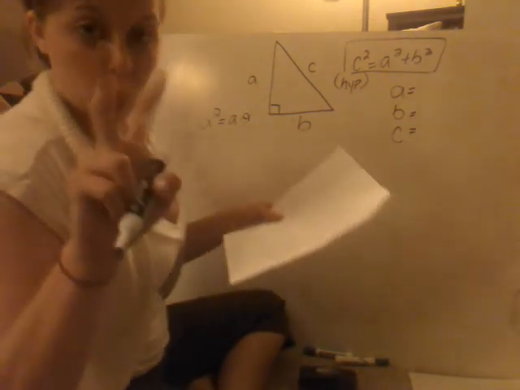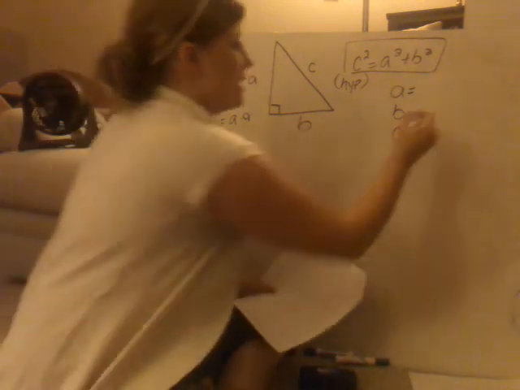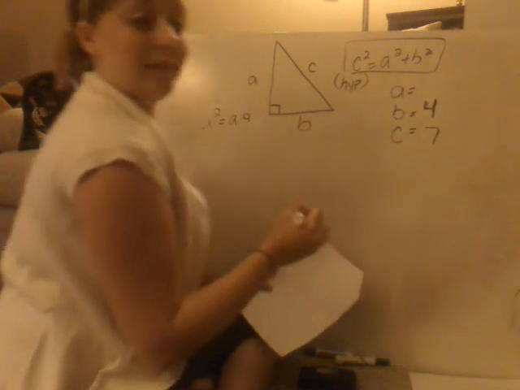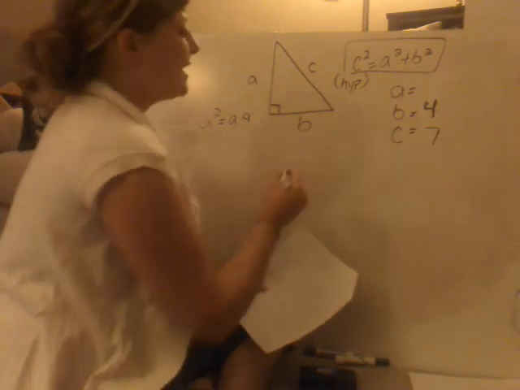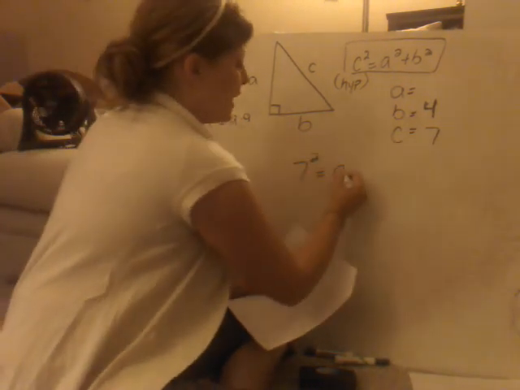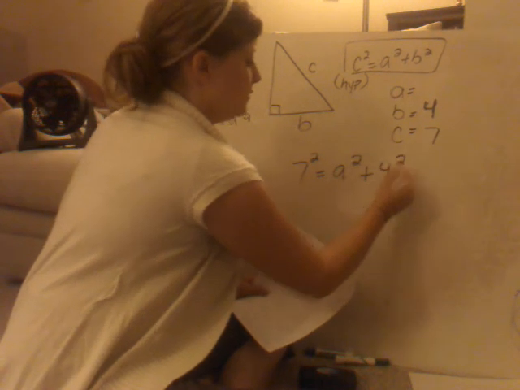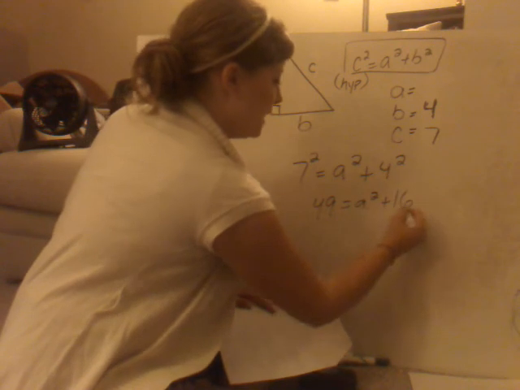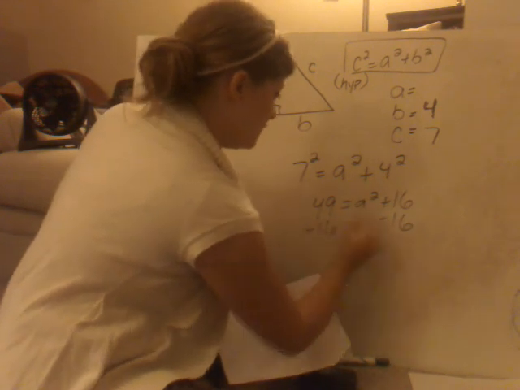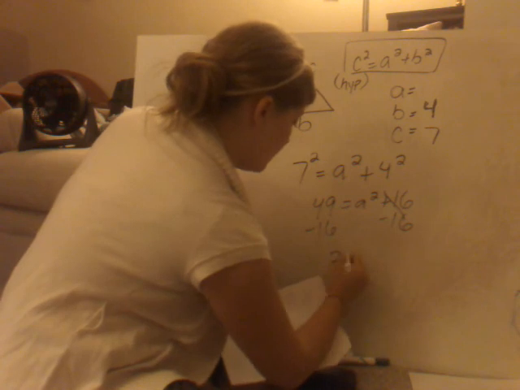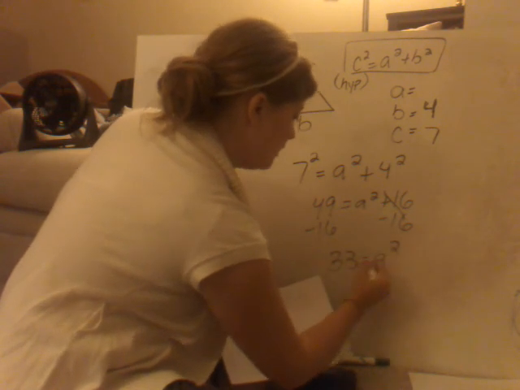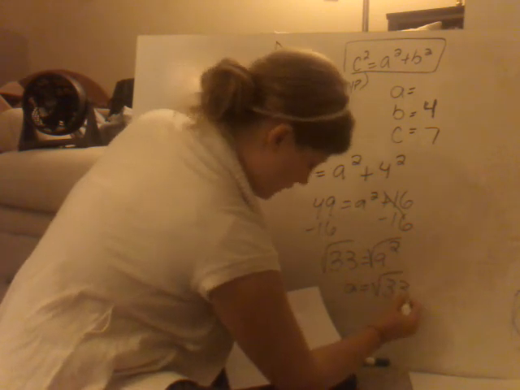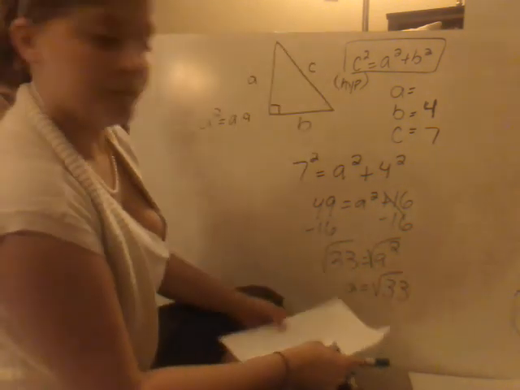Alright, number 22. I tell you that B is 4 and C is 7. So I have 7 squared is equal to A squared plus 4 squared. So I've got 49 is equal to A squared plus 16. I subtract 16 from both sides, and I get 33 is equal to A squared. I take the square root. A is equal to the square root of 33. 33 is a prime number, because it's 3 times 11.